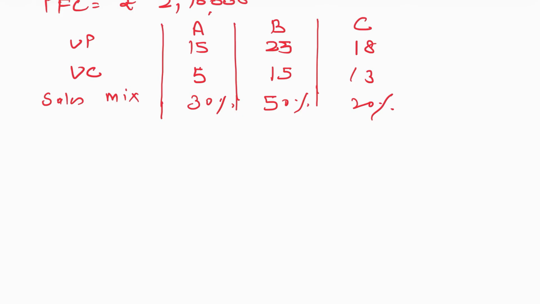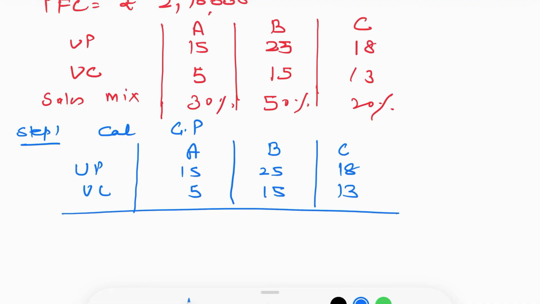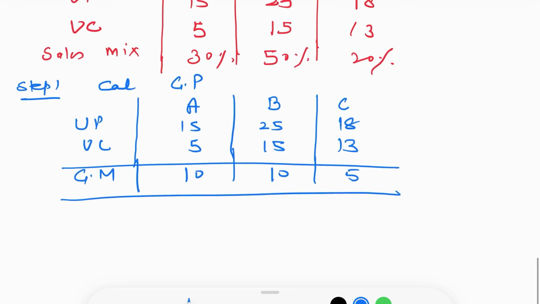Let's do step 1 first. What was step 1? Calculate gross profit. How to calculate? Product A, B and C. Unit price 15, 25, 18. Unit cost 5, 15, 13. So how much is the gross profit or gross margin? 10, 10 and 5. Done. So we are through with step 1.